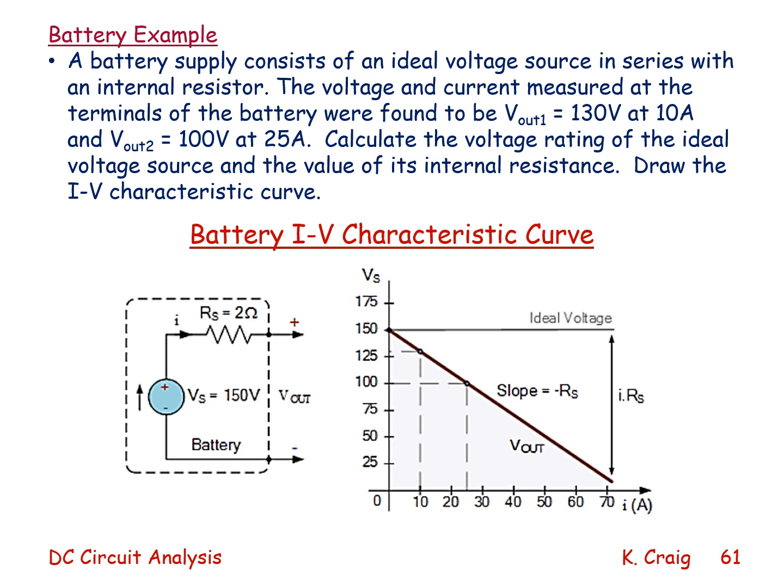We draw the current-voltage characteristic curve, and indeed we see that the slope of this curve is 2 ohms, which is the output impedance or internal resistance of this battery.